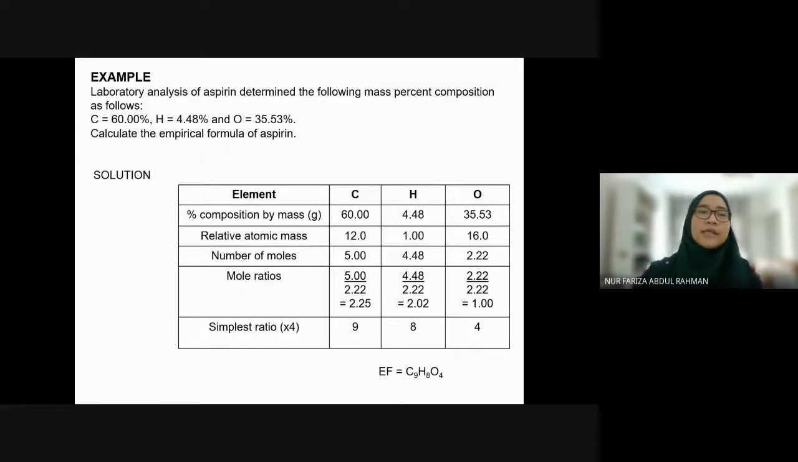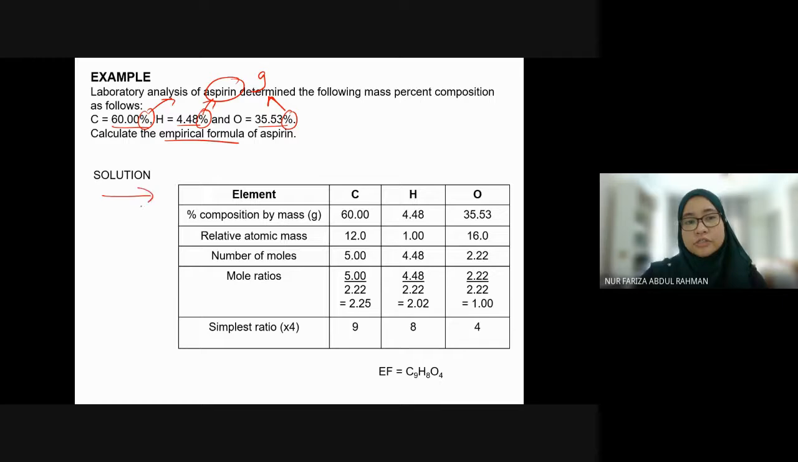Okay, let's look at an example. Laboratory analysis of aspirin determined the following mass percent composition. Aspirin consists of carbon, hydrogen, and oxygen. So the percent by mass is given as 60%, 4.48%, 35.53%. As you can see, they are all in percentage, so we can just convert them straight away into gram. The question is asking for the empirical formula of aspirin.